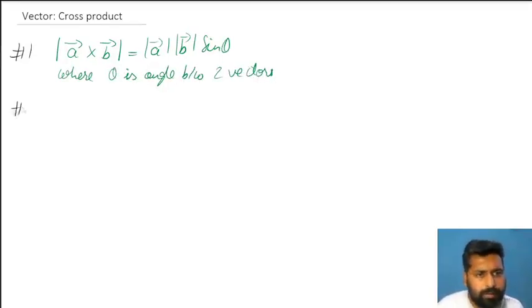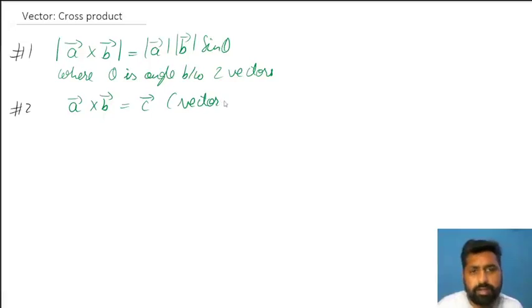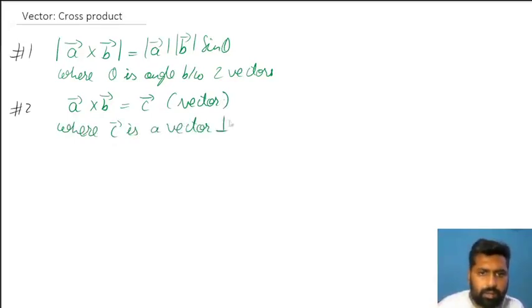Okay. Second thing, A cross B gives us another vector, let's say C vector. So first of all, A cross B is a vector quantity. Dot product gives a scalar quantity. Okay, it's a number, whereas cross product gives you a vector quantity, where C is a vector perpendicular to both A vector and B vector.